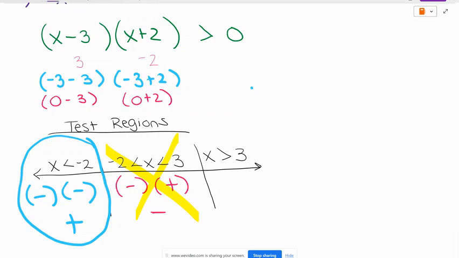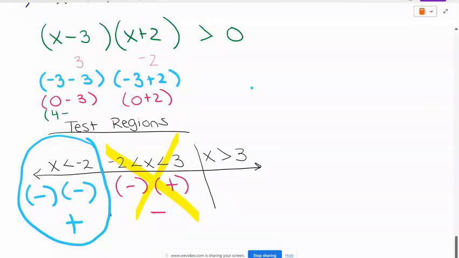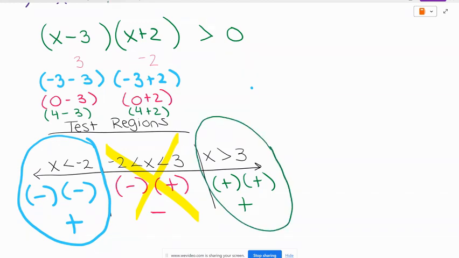All right, and our last one. We need a number greater than 3. Do we agree that 4 is greater than 3? So let's test 4. 4 minus 3 is positive. Then we're going to do 4 plus 2. 4 plus 2 is positive. A positive times a positive is a positive. Did we want a positive? Yes. So this is in our solution.